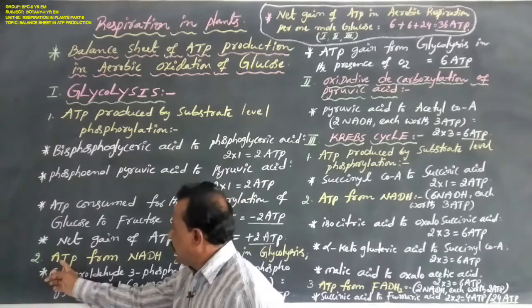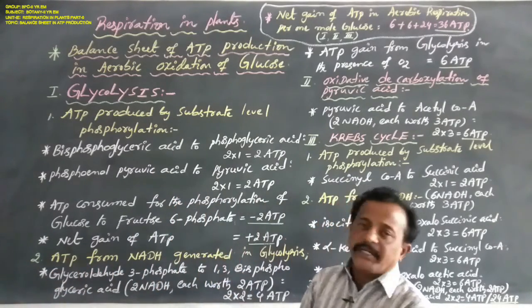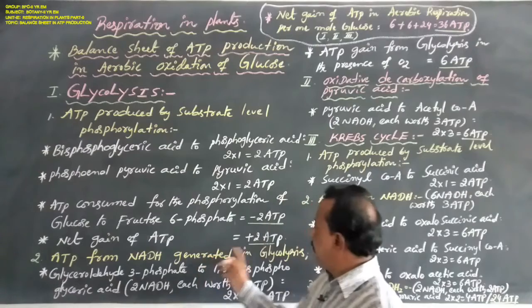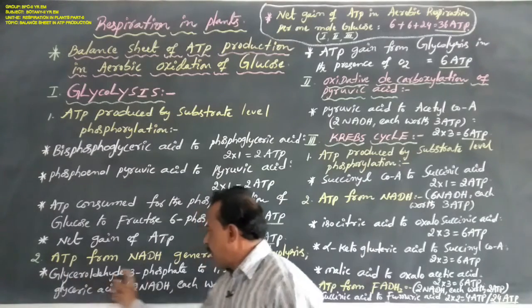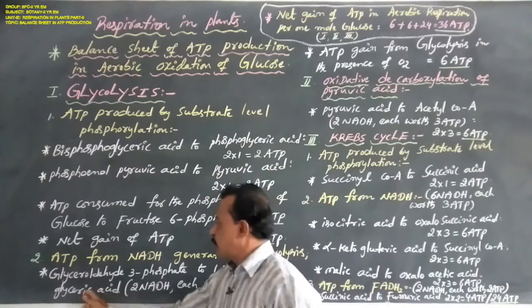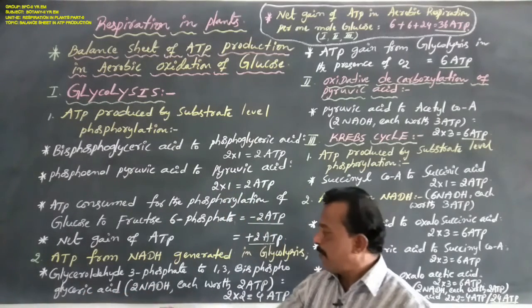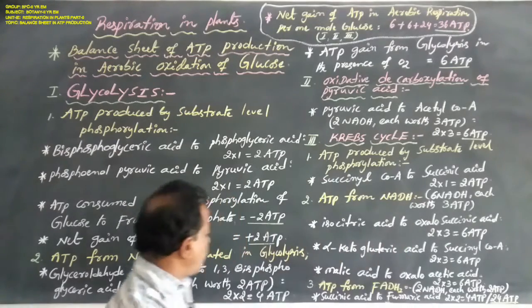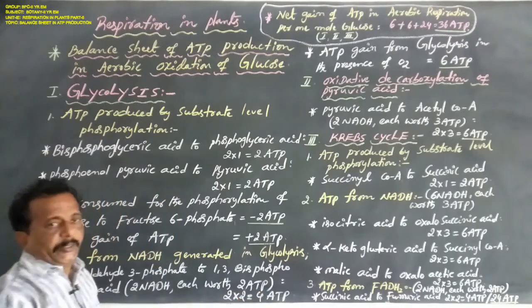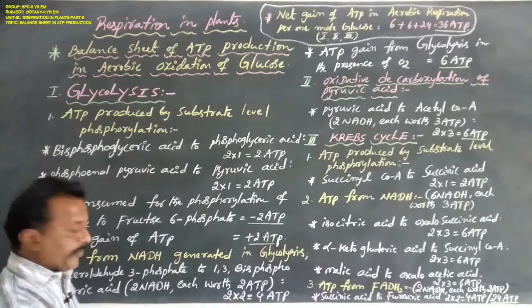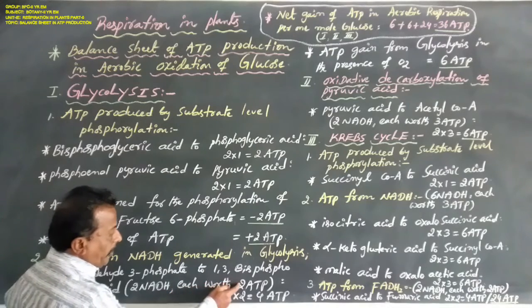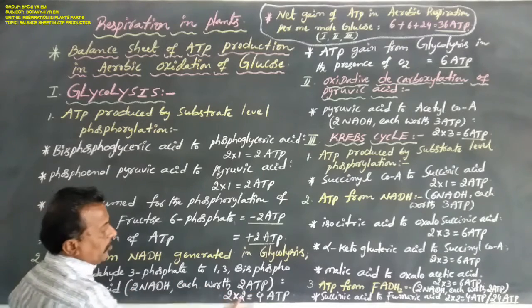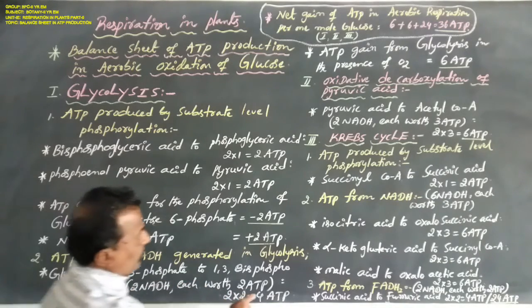And second, ATP from NADH generated in glycolysis. Dear students, NADH is generated in glycolysis between glyceraldehyde 3-phosphate and 1,3-bisphosphoglyceric acid, forming 2 NADH. Each NADH gives 2 ATP. So 2 times 2 equals 4 ATP.